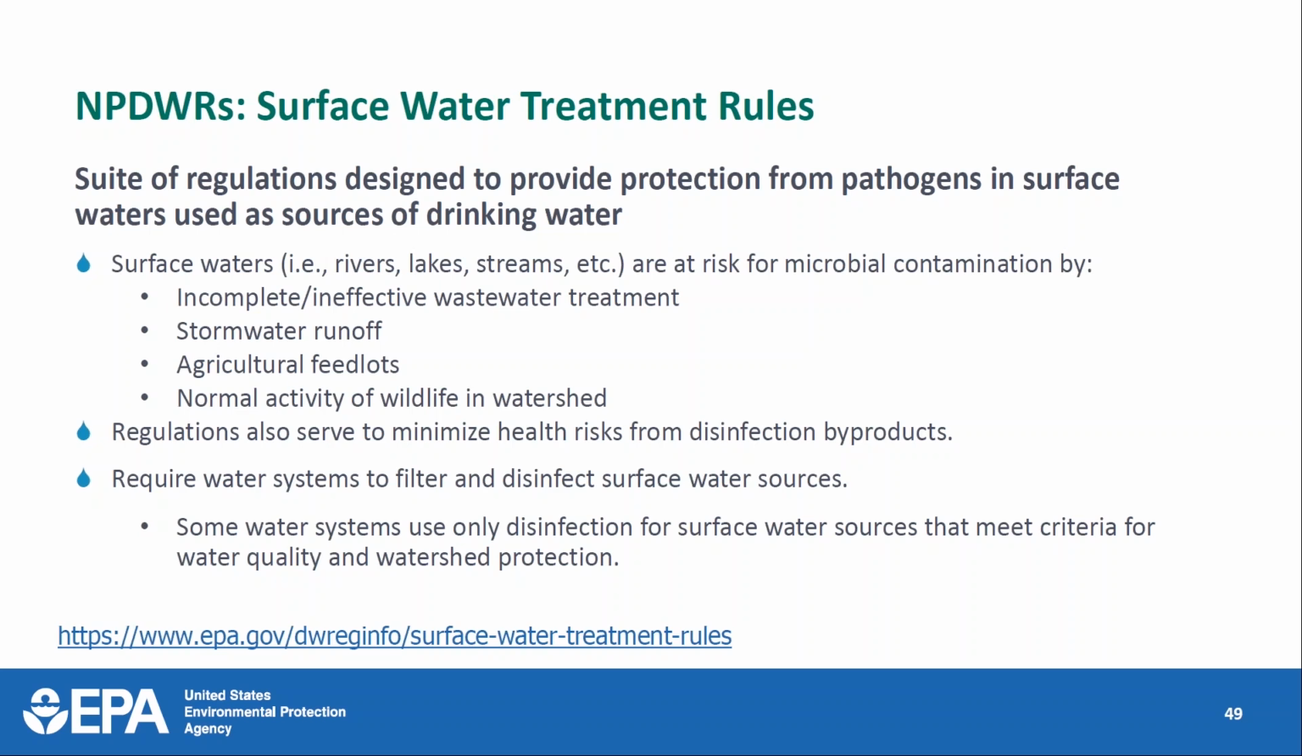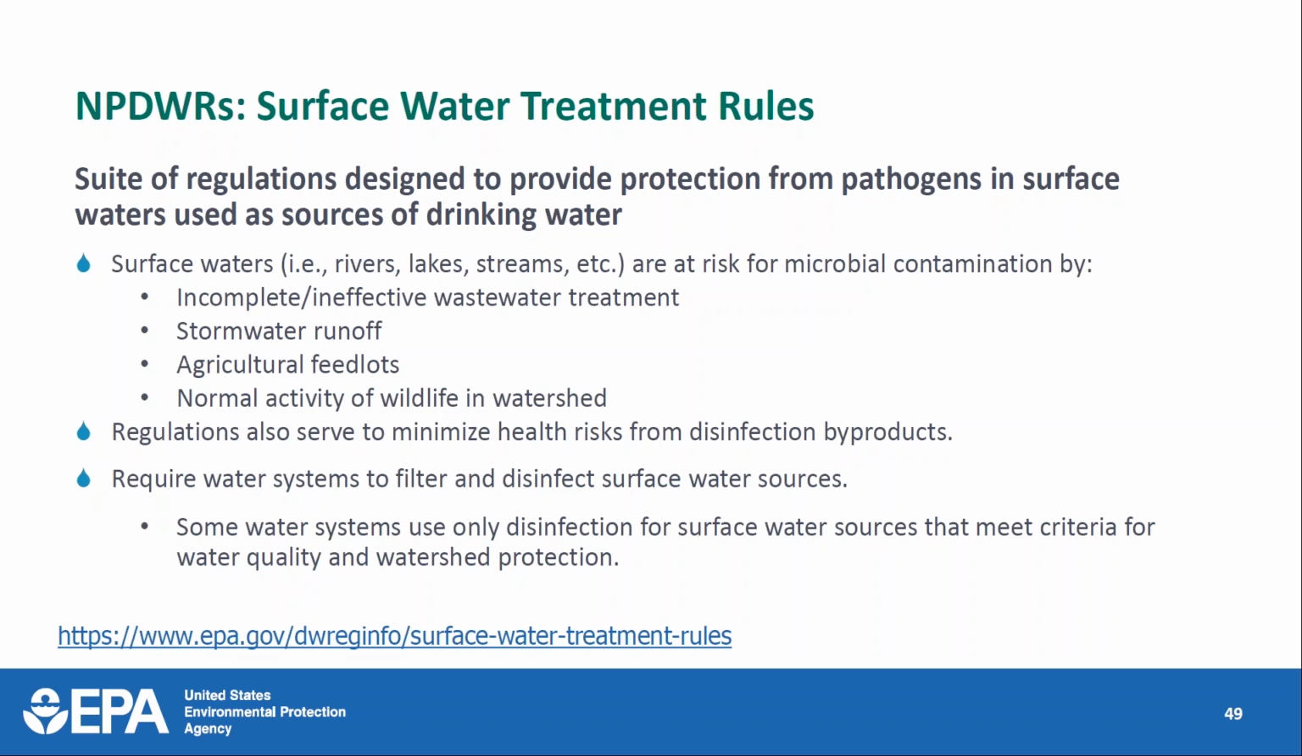Okay, the first set of regulations which are important. The way I talk about regulations and the way it makes sense in my head is to first talk about water before it enters the treatment plant, so raw or surface or source water, and then I'll talk next about the regulations that cover treated or finished water. So the first set of rules are called the surface water treatment rules. It's a suite of regulations, although there is actually a rule called the surface water treatment rule, which I'll talk about next. But these are actually a suite of regulations designed to provide protection from pathogens in surface water.